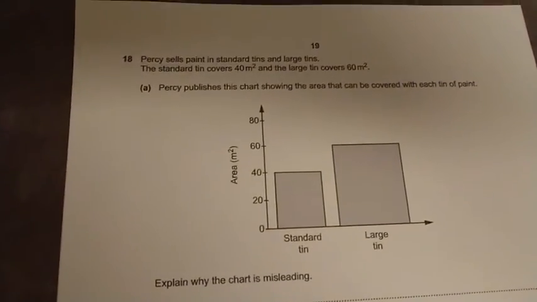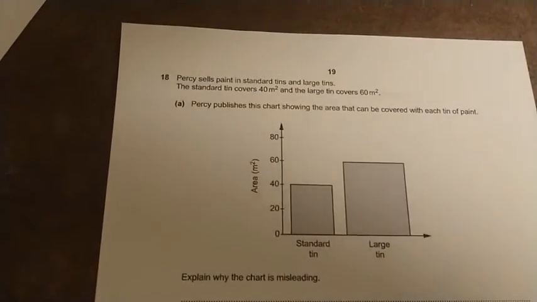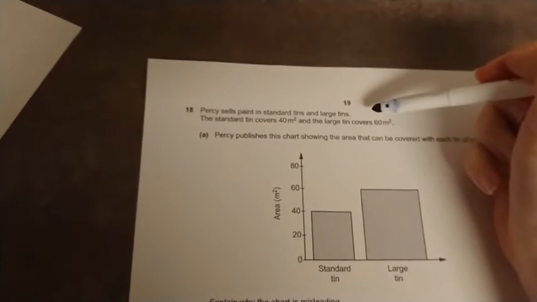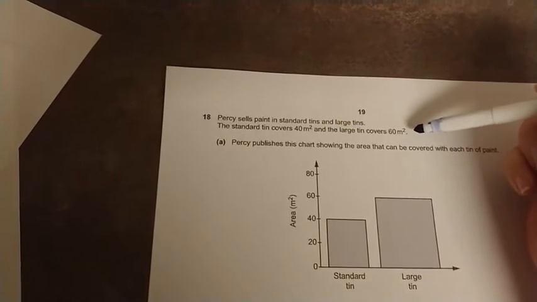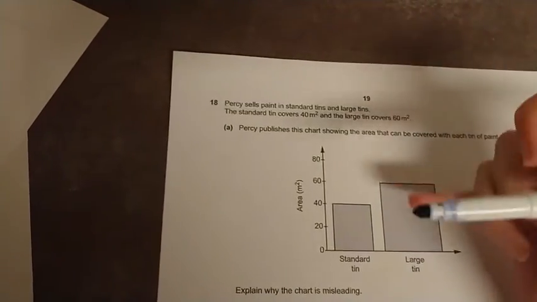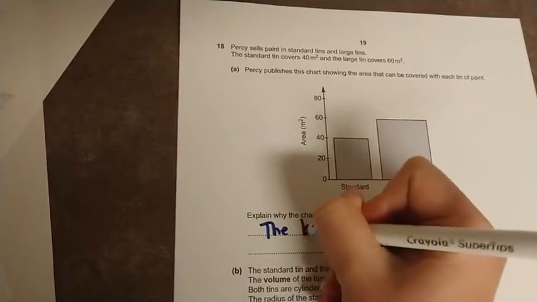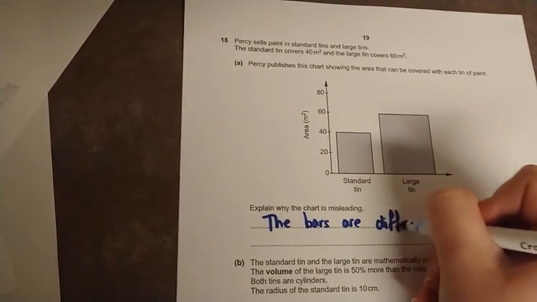Question 18. So the chart is to show the, I'm not sure what the question is. So plastic cells paint in standard tins, large tins. The standard tin covers 40 meters squared and the large tin covers 60 meters squared. Okay. So explain why the chart is misleading. Well, it's essentially a bar chart, but the bars are different widths. So that's all it needs, is just one mark. So the bars are different widths.